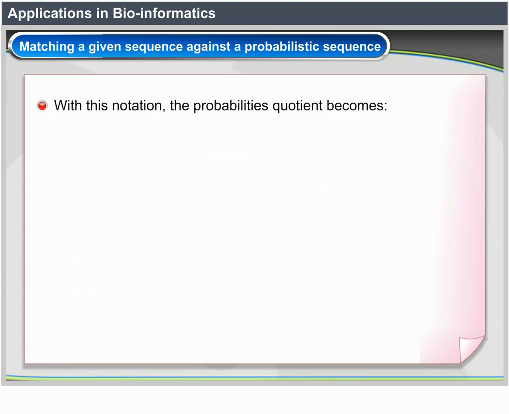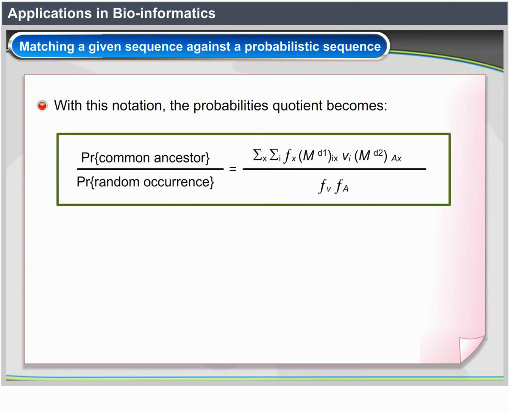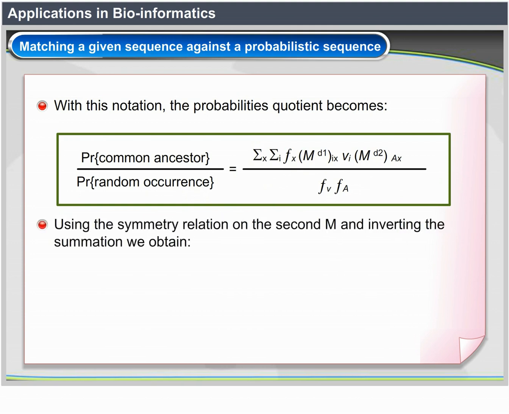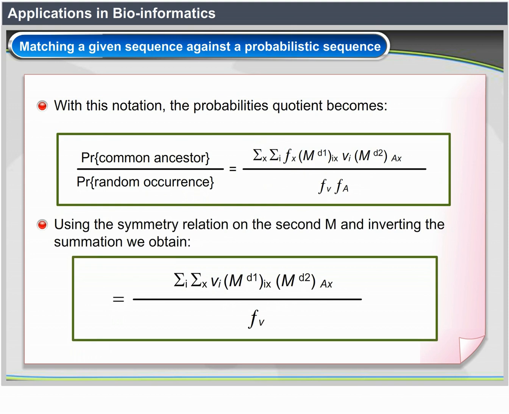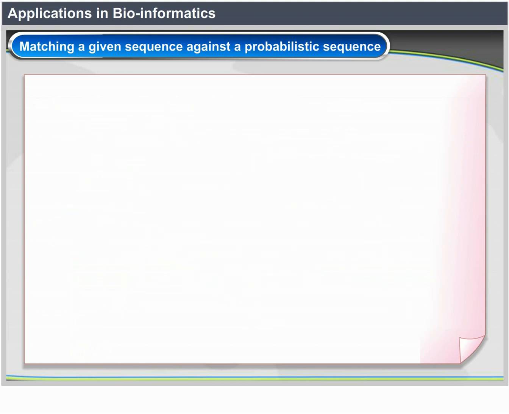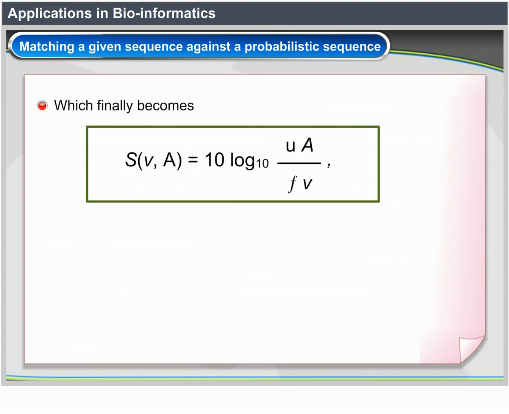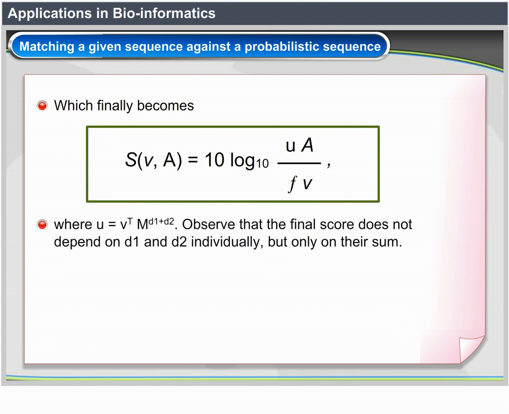With this notation, the probabilities quotient becomes probability of common ancestor over probability of random occurrence equals summation x summation i fx of (M^d1)_ix vi (M^d2)_ax over fv into fa. Using the symmetry relation on the second M and inverting the summation, we obtain the result as follows, which finally becomes S of v, a equals 10 log 10 of Ua by Fv, where U equals V power T into M power D1 plus D2.